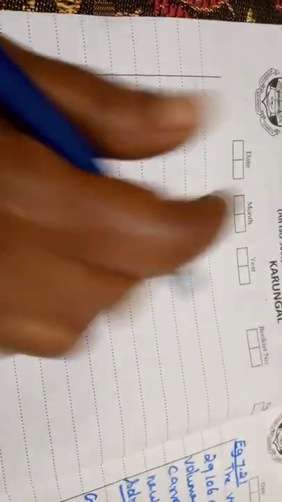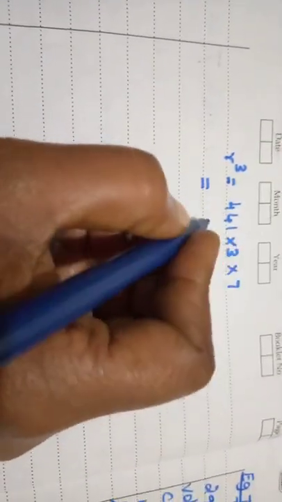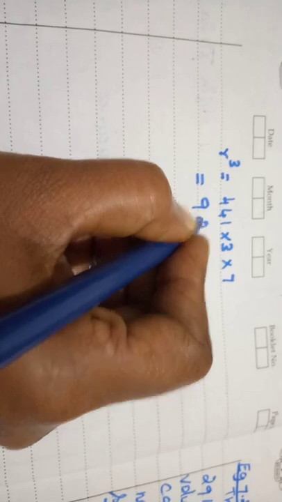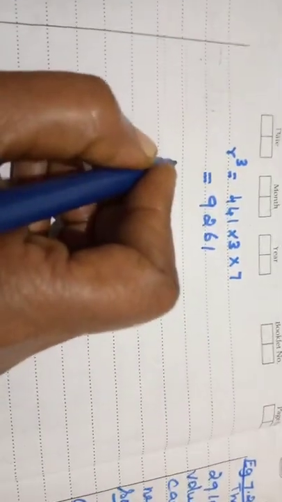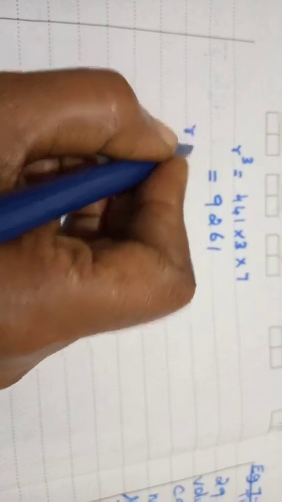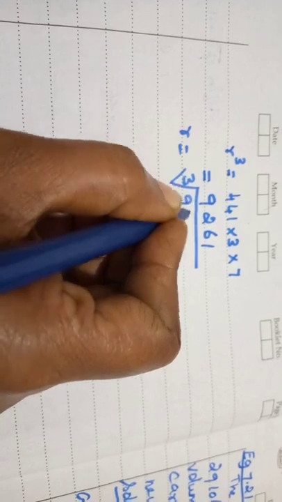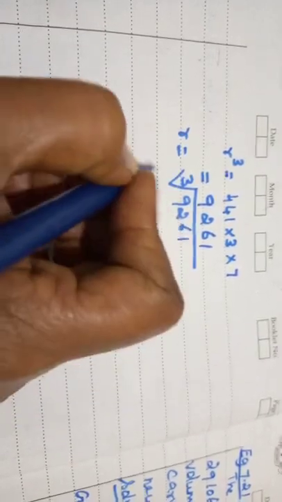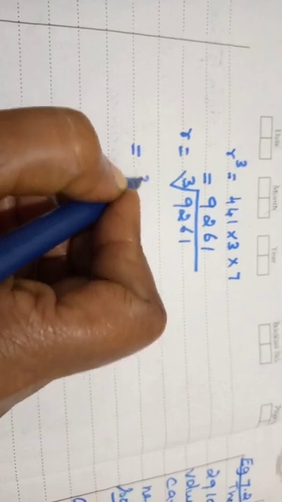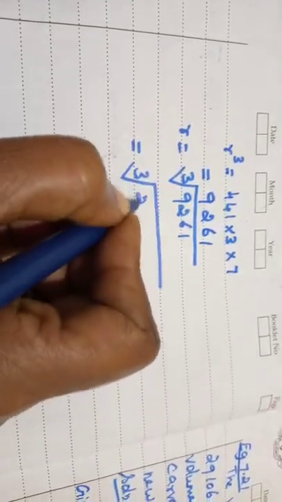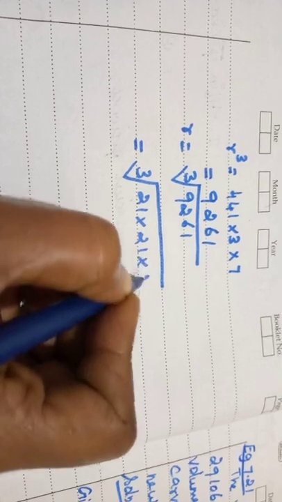So R cube is equal to 441 into 3 into 7. Let us multiply, we get these three values. 9261. We need R value. So R is equal to, here cube is there. So R is equal to cube root of 9261, which is equal to cube root of, this can be written 21 into 21 into 21.